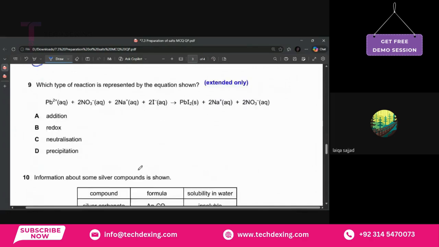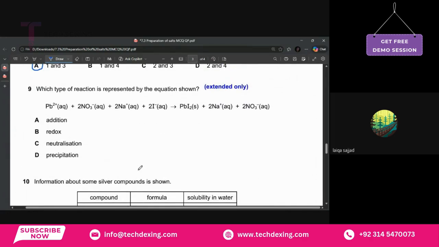Okay, then we are given: which type of reaction is represented by the equation shown? We are given lead ions, nitrate ions, sodium ions and iodide ions. Which type of reaction is represented by this equation? Is it an addition reaction? Is it a redox reaction? Is it a neutralization reaction or a precipitation reaction?